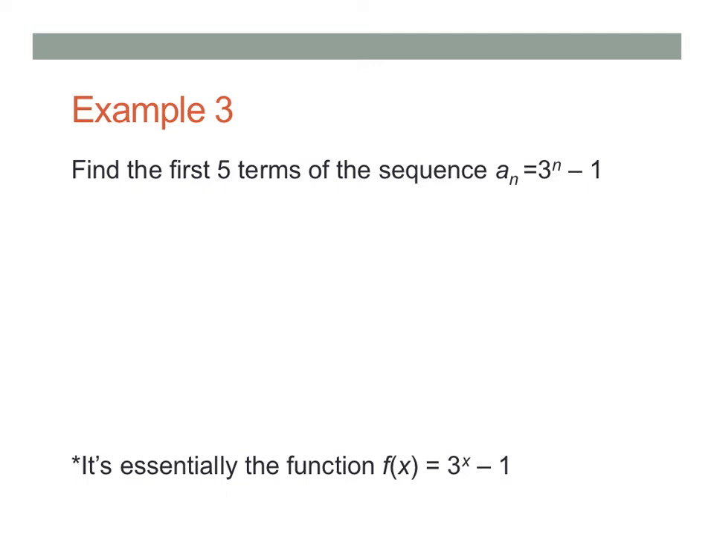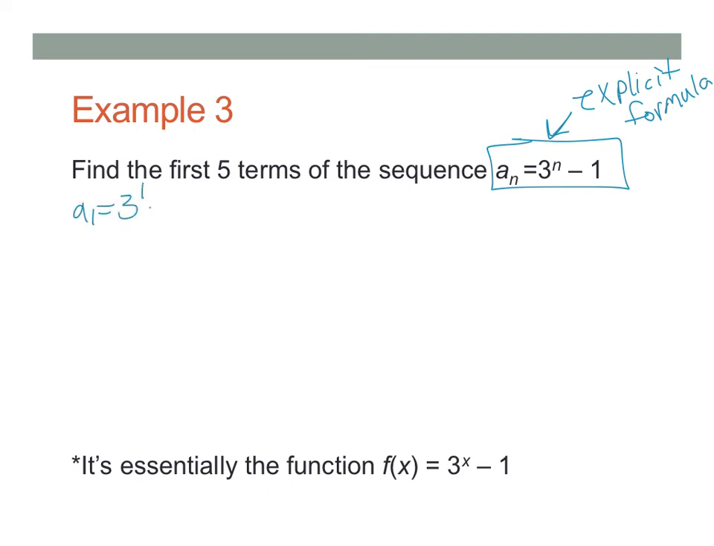Example 3. Find the first 5 terms of the sequence. A sub n equals 3 to the power of n minus 1. It's essentially a function, 3 to the power of x minus 1. This is what's considered an explicit formula. So to find the first 5 terms, a sub 1 equals 3 to the power of 1 minus 1, which is 2. A sub 2, the second term, is 3 to the power of 2 minus 1. 3 squared is 9. Take away 1 is 8.